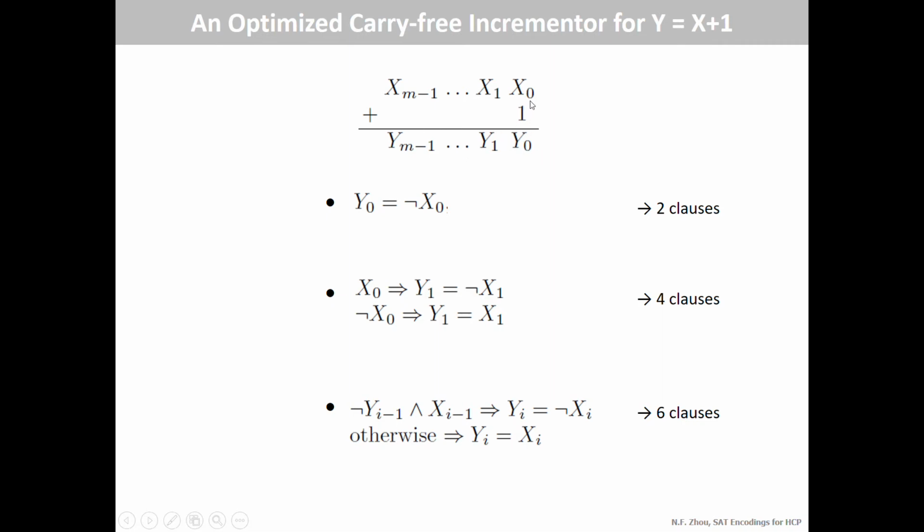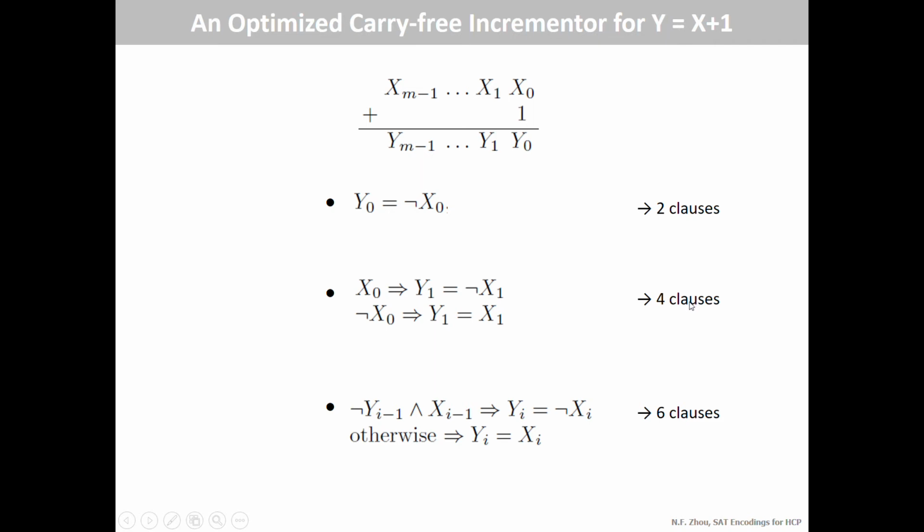For the lowest bit, we know x0 and y0 are complementary. This constraint can be encoded using 2 clauses. For the second lowest position, x1, we dispatch on the value of x0. If x0 is 1, then there is a carry from the lowest bit, so these two are complementary. Otherwise, these two must be the same. These 2 constraints require 4 clauses to encode.